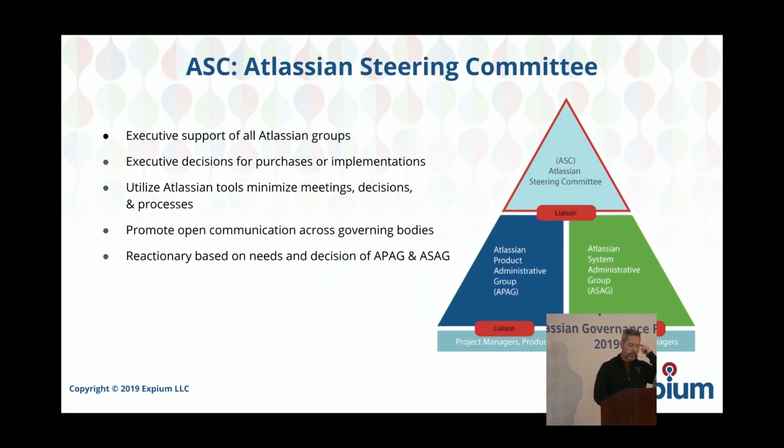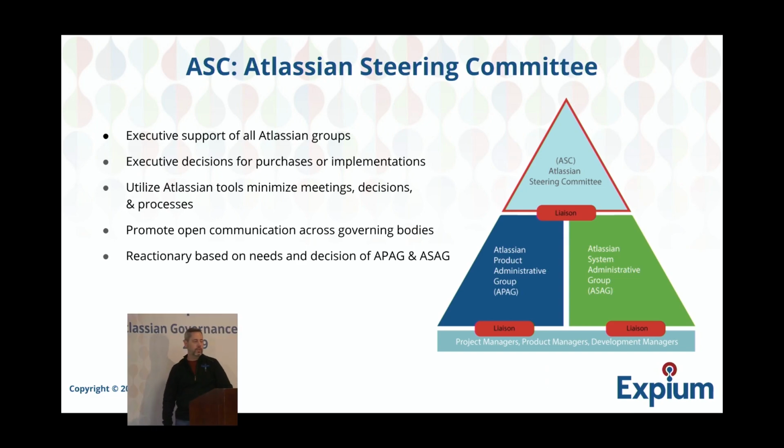So first of all, you have the Atlassian Steering Committee. The Atlassian Steering Committee is going to be the executive committee support for all activities that are going on. This is going to be a two-way street. They're not only going to be the group that is making decisions, they're also going to be the group that is making sure that this Atlassian product and this Atlassian governance structure is being supported and promoted throughout the organization.